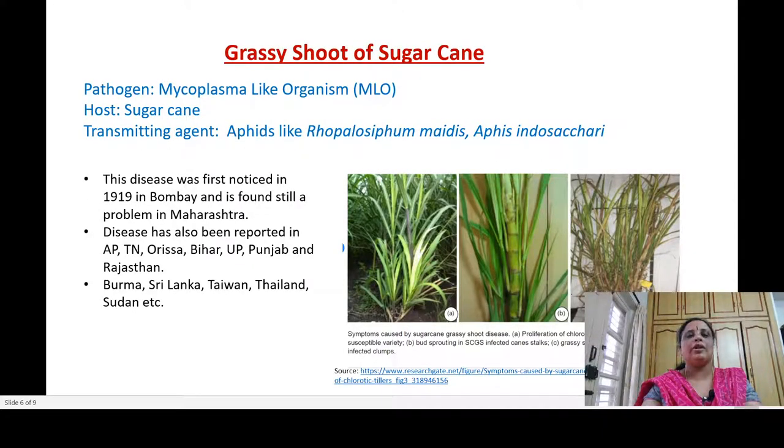Now, let us move on to grassy shoot of sugarcane. This is also a disease of sugarcane caused by a mycoplasma-like organism, and it is transmitted through aphids, Aphis indosaccharis and Rhopalosiphum maidis. These are the two different insects which transmit this disease to sugarcane. This disease was first noticed in 1919 in Mumbai and is still a problem in Maharashtra. The disease has also been reported in Andhra Pradesh, Tamil Nadu, Orissa, Bihar, Uttar Pradesh, Punjab, Rajasthan, and also in other countries like Burma, Sri Lanka, Taiwan, Thailand, Sudan, etc.